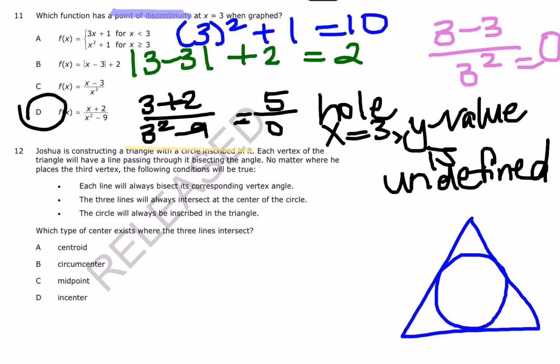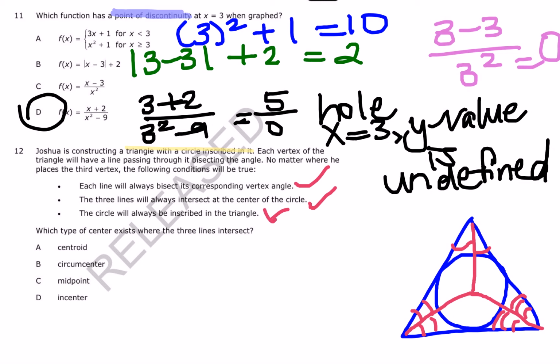It says that each vertex of the triangle will have a line passing through it, bisecting the angle. So if I have a line here, it's going to bisect the angle. If I have a line here, it's going to bisect this angle. If I have one here, it's going to bisect that angle. And it said the same conditions, which was kind of summarized in the paragraph. Each line will bisect the angle. Check. 3 lines intersect at the center of the circle. Check. And the circle will always be inscribed in the triangle.